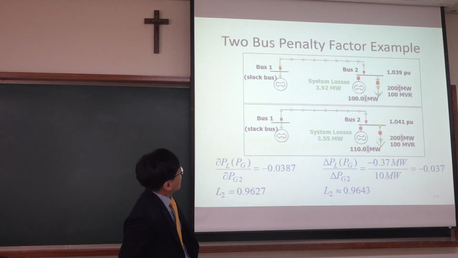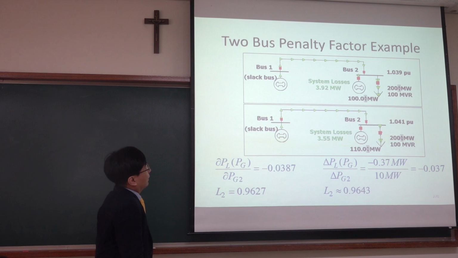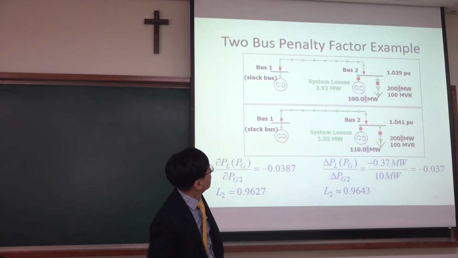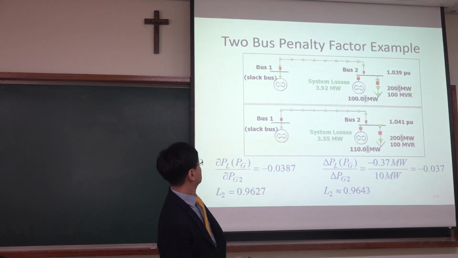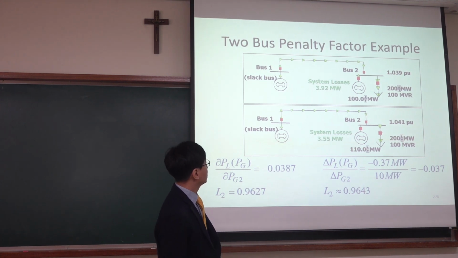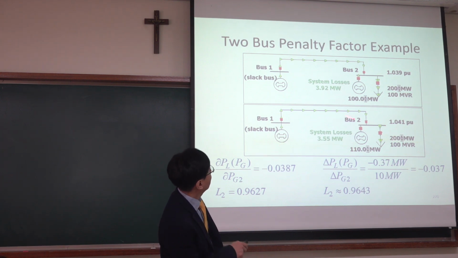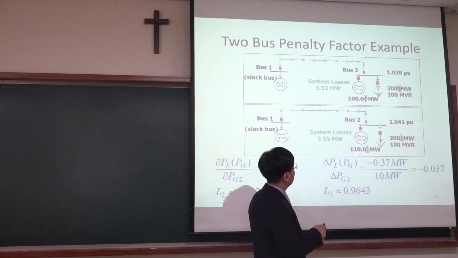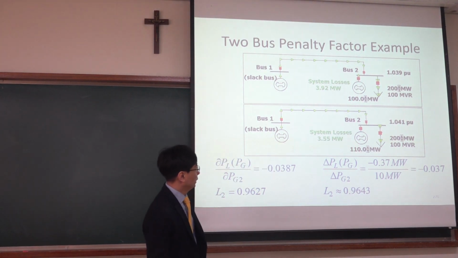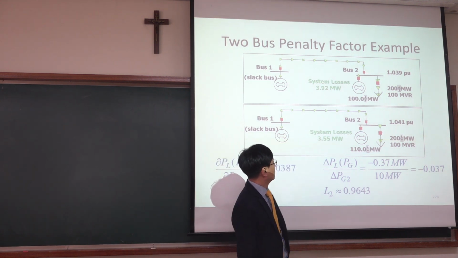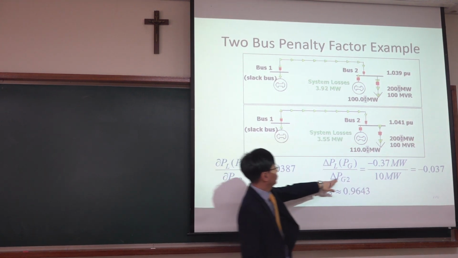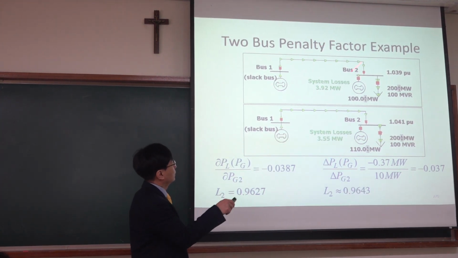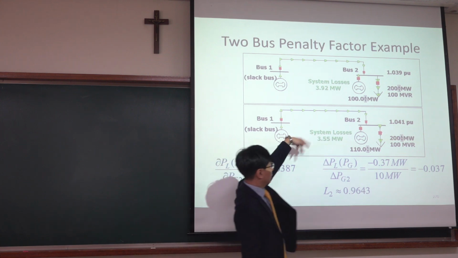Anyway, so this is a 2-bus penalty factor example. Bus 1 is the slack bus, and there is bus 2. Okay. The system losses are this much, and then we increase the output from 100 to 110 and check how much the loss increases, actually decreases. Okay, so delta PG2 is 10 megawatts, and compute the power flow and check the power loss difference.